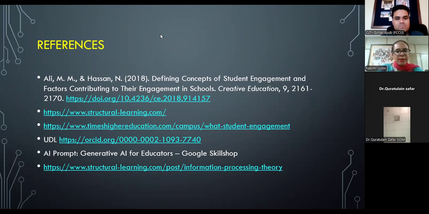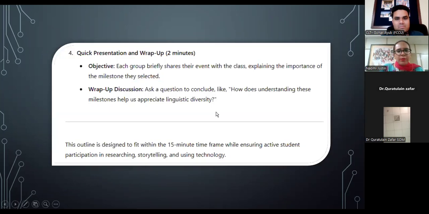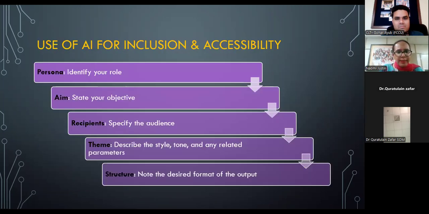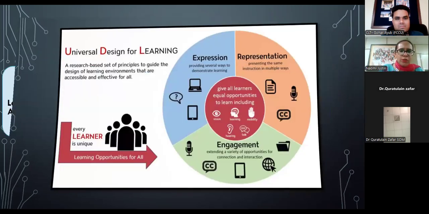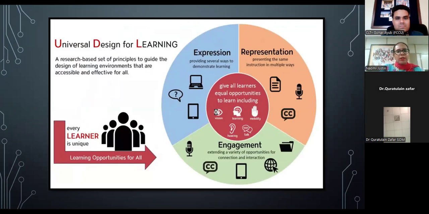These are the references that I have taken help from. I'm sure the slides would be shared with you later on, and you would be able to go through the content again. And a very quick recap for the ones who were late or not able to join: today we tried to look at different ways in which we can engage our students, keeping the universal design of learning in mind.